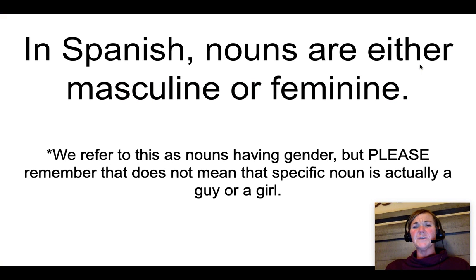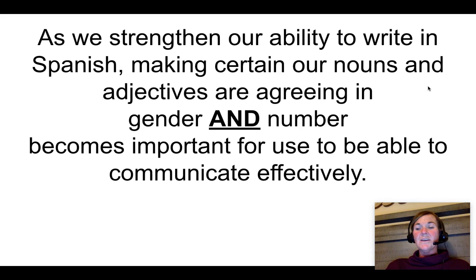So in Spanish, we know that nouns are either classified as being masculine or feminine. We also know that we refer to this as nouns having gender, but please remember that does not mean that specific noun is actually a guy or a girl. Like el perro, dog, is a masculine noun, but all dogs we know are not guy dogs. So, why should we care about this? Well, as we strengthen our ability to write and speak in Spanish, making certain our nouns and adjectives are agreeing in gender and number becomes important. And so it becomes important so that we are able to communicate effectively, both in speaking and in writing.